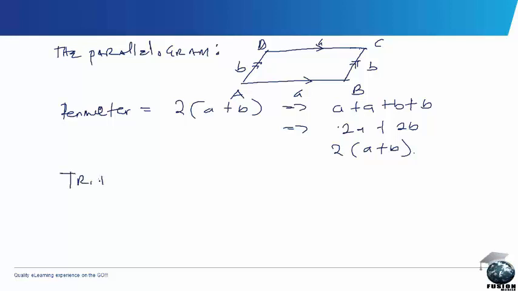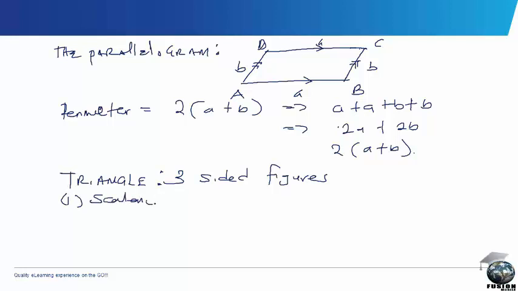The triangle. Let us find out the properties of the triangles. Triangles have three sides. They are three-sided figures, and they can be grouped into three different types. The first type of triangle is the one called the scalene. Here all the sides of the triangle are not equal.